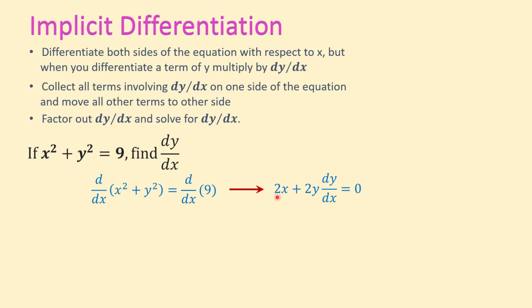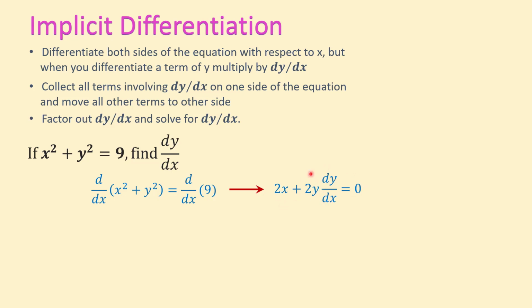The derivative of x squared is 2x. The derivative of y squared is 2y multiplied by dy over dx. Whenever you take the derivative of a term involving y, multiply it by dy over dx. This is the most important step in implicit differentiation. And the derivative of 9 is 0. The rest of the steps are just for isolating dy over dx.